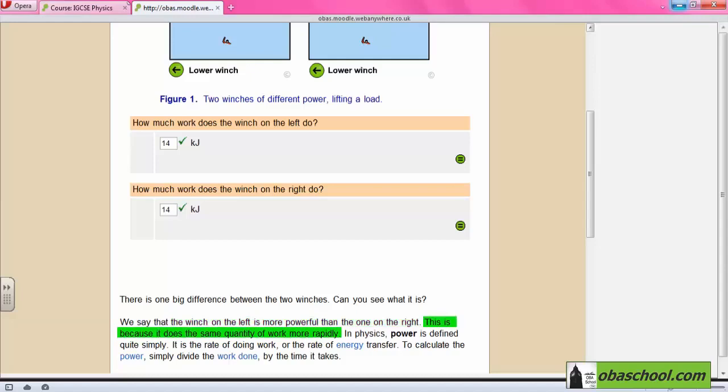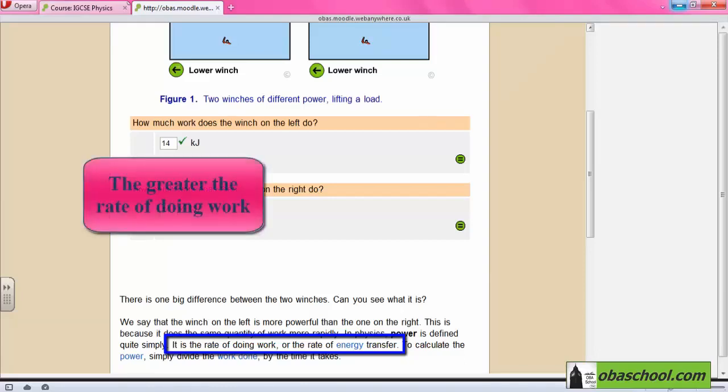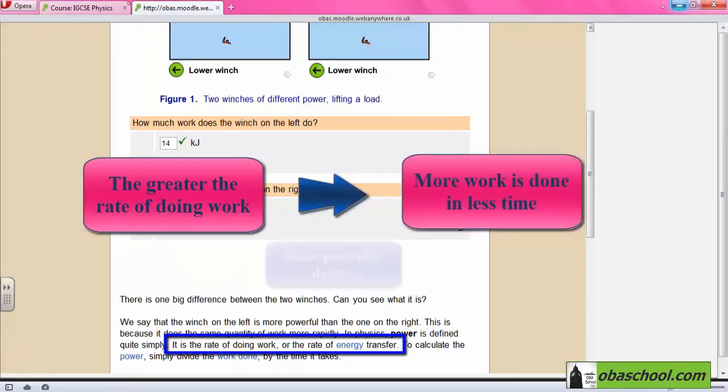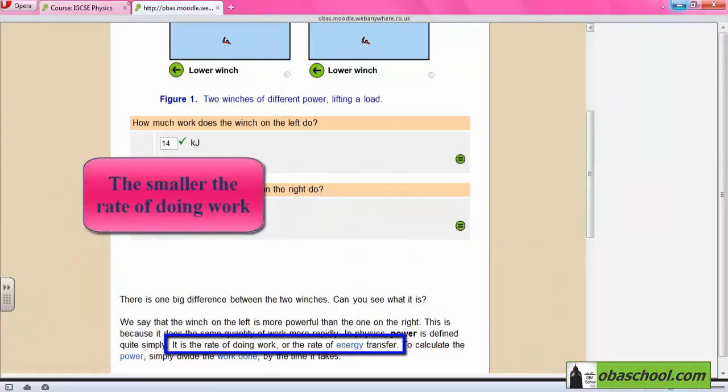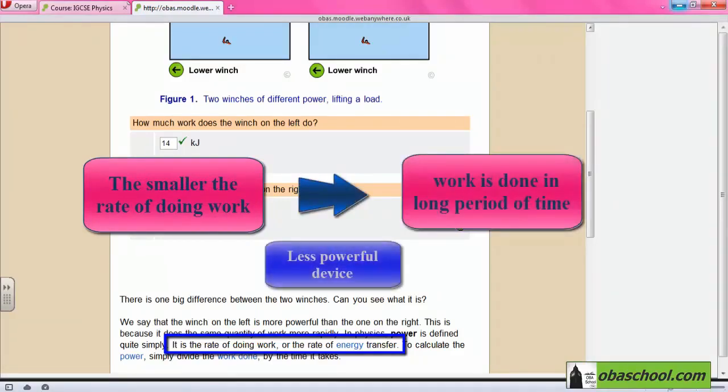In physics, power is defined quite simply. It is the rate of doing work, or the rate of energy transfer. To calculate the power, simply divide the work done by the time it takes. The greater the rate of doing work, the more work is done in less time. The smaller the rate of doing work, the work is done over a long period of time, so it is a less powerful device.